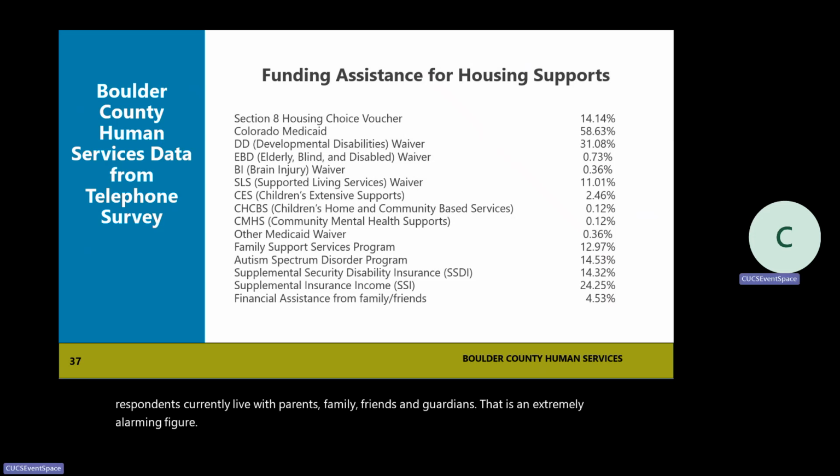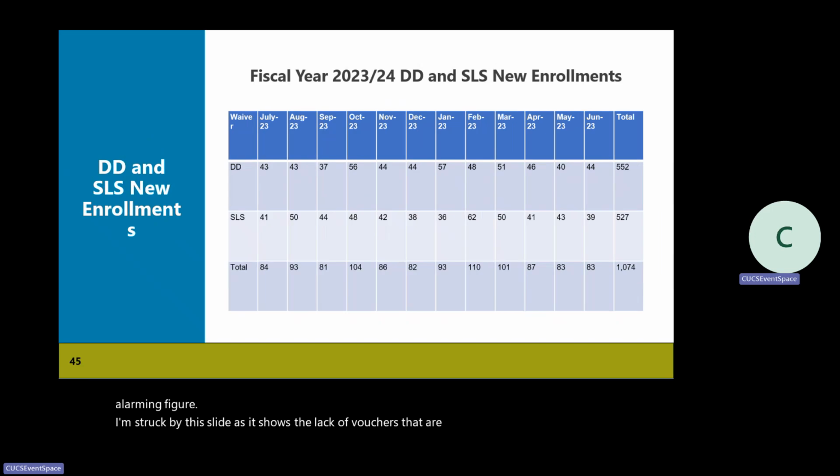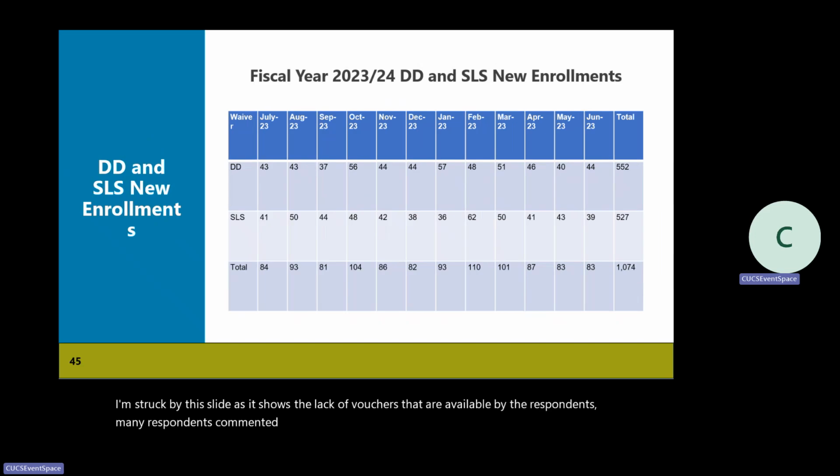I'm struck by this slide as it shows the lack of vouchers that are available by the respondents. Many respondents commented that due to the insufficiency of appropriate housing funding distribution, there isn't an opportunity to fix some of their broken items.